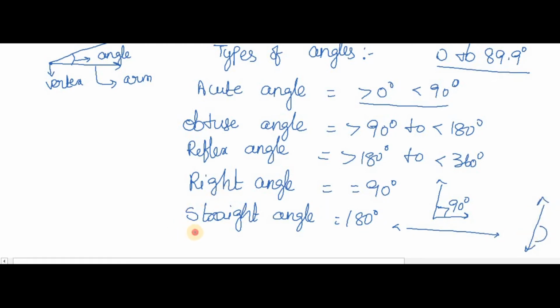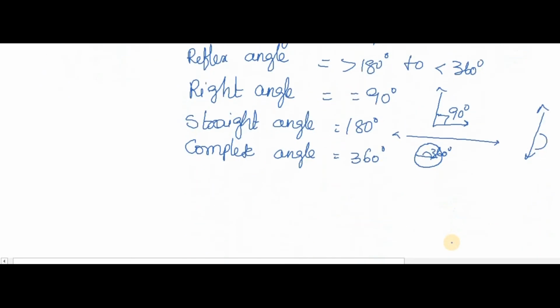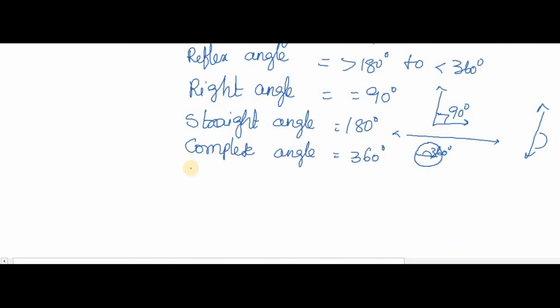And next is complete angle. It is also exactly equal to 360 degrees, meaning you are going to form one complete circle, then you can say this is called complete angle. And the next one is zero angle, where it is going to start at 0.